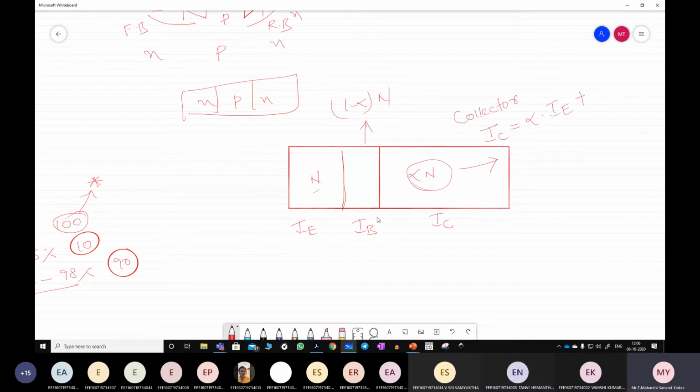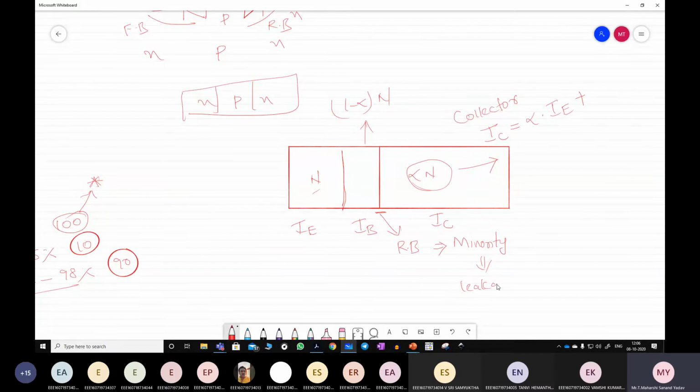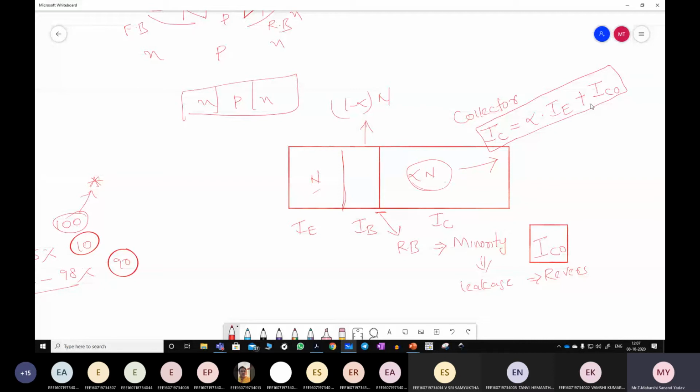At the same time, this junction is reverse biased or forward biased? Reverse biased. As this junction is reverse biased, what kind of current will exist at this point, majority or minority? Minority. We call minority current as leakage current, or reverse saturation current. So reverse saturation current is present in IC when input is open. Here this is called ICB naught, which is nothing but reverse saturation current. That's why I'm adding this current ICB naught. So that's why I got this relation: IC is nothing but alpha IE plus ICB naught.